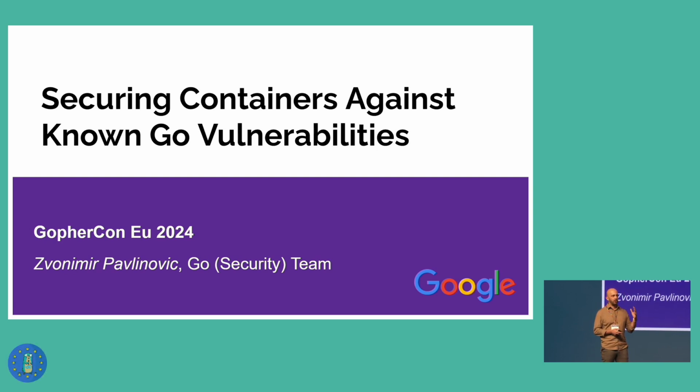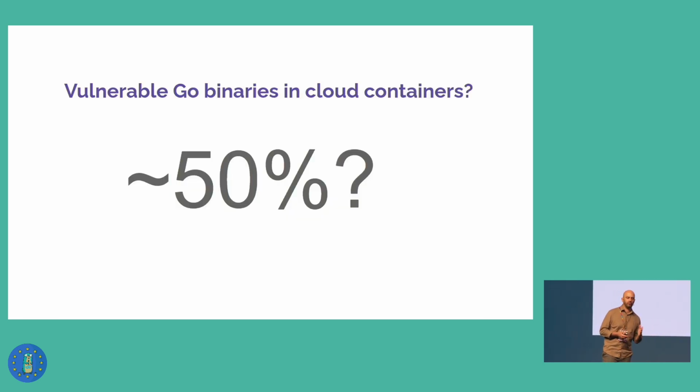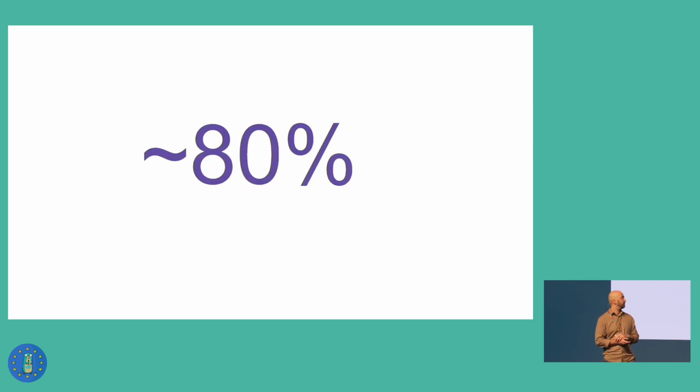So I would like to kick off this talk by asking you a question. If I told you that 50% of Go binaries in cloud containers are vulnerable, how many of you would believe me? You can raise your hand if you believe me. Okay, that's the vast majority. I apologize. This was a trick question. You were right in the sense that a lot of binaries are vulnerable, but those who actually kept their hand down, you are technically correct because that number is 80%.